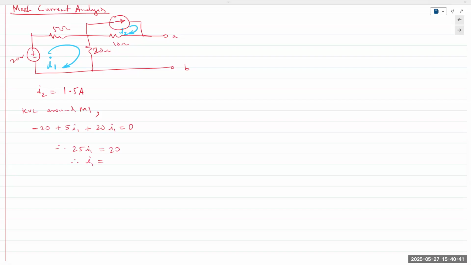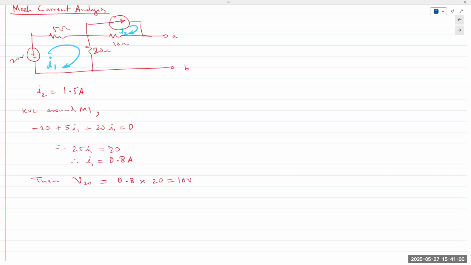And that gives us 0.8 amps. And if that's 0.8 amps, then voltage across the 20 ohm resistor is 0.8 times 20 gives me 16 volts.